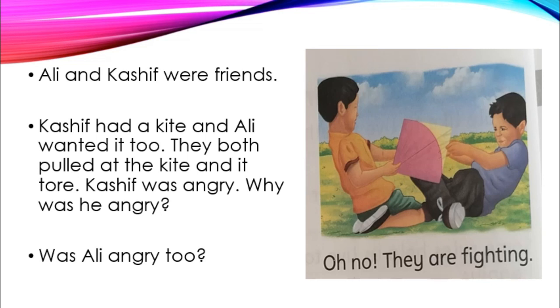Kashif was angry. Why was he angry? Yes, you're right. He was angry because his kite was torn. Was Ali angry too? I don't think so. I think he was ashamed of what he has done. He had torn his friend's kite. Did they have any other choice? Of course. Instead of fighting or pulling at the kite, they could have shared it. They could have taken turns to fly the kite.